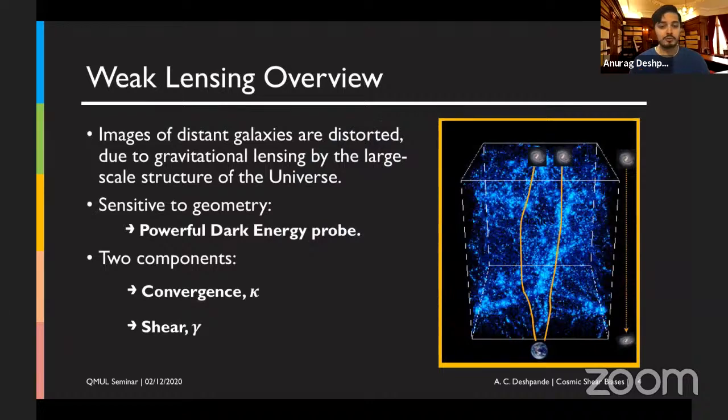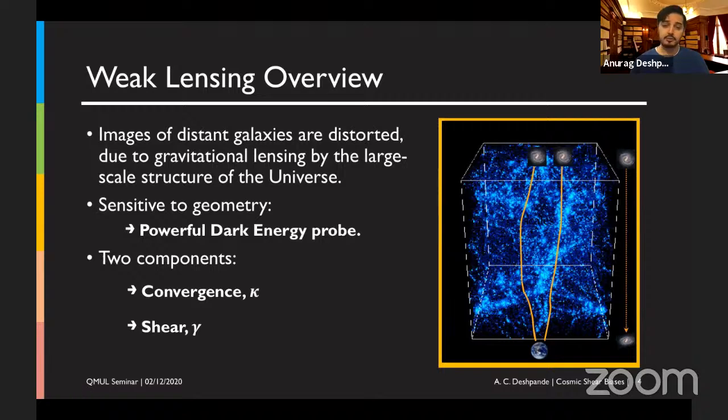I know not everyone here is necessarily familiar with what weak lensing is and how it works, so I'll do a quick overview. When we refer to weak lensing, we are talking about the fact that the images that we see of distant galaxies are gravitationally lensed because of all the large-scale structure of the universe between us and those galaxies. You can see there a faraway galaxy. The light coming from it is going to be distorted a tiny bit by basically everything it encounters in its path, and the final image will be distorted.